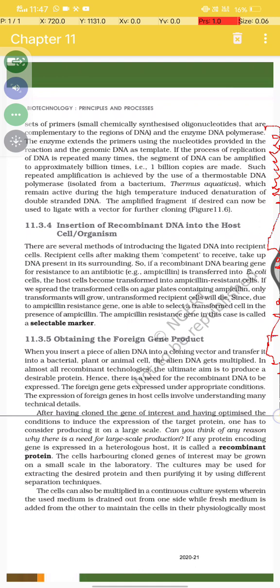After having cloned the gene of interest and having optimized conditions to induce the expression of the target protein, one has to consider producing it on a large scale. Can you think of any reason why there is a need for large scale production? If any protein encoding gene is expressed in a heterologous host, it is called a recombinant protein. The cells harboring the cloned gene of interest may grow on a small scale in the laboratory. The culture may be used for extracting the desired protein and purifying it by using different separation techniques.